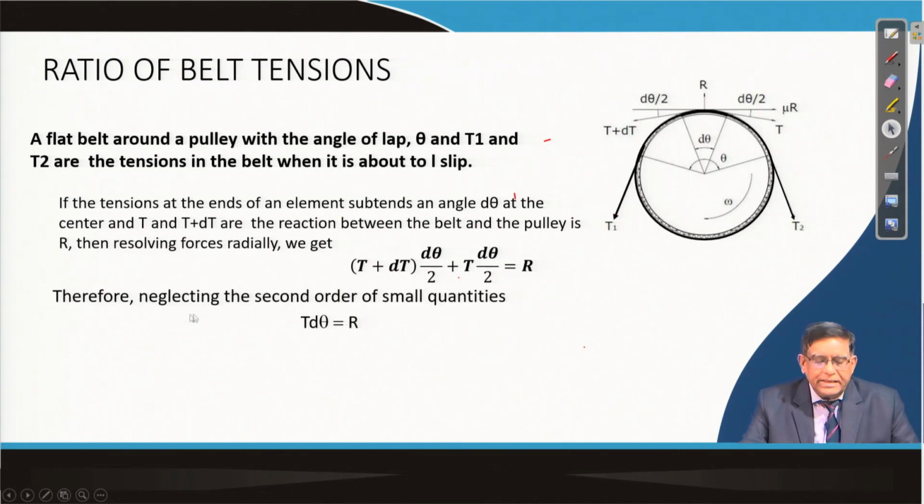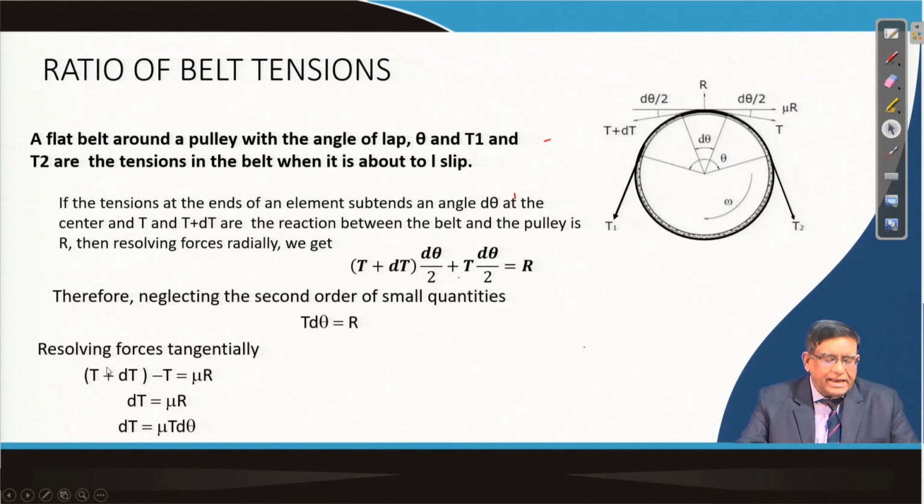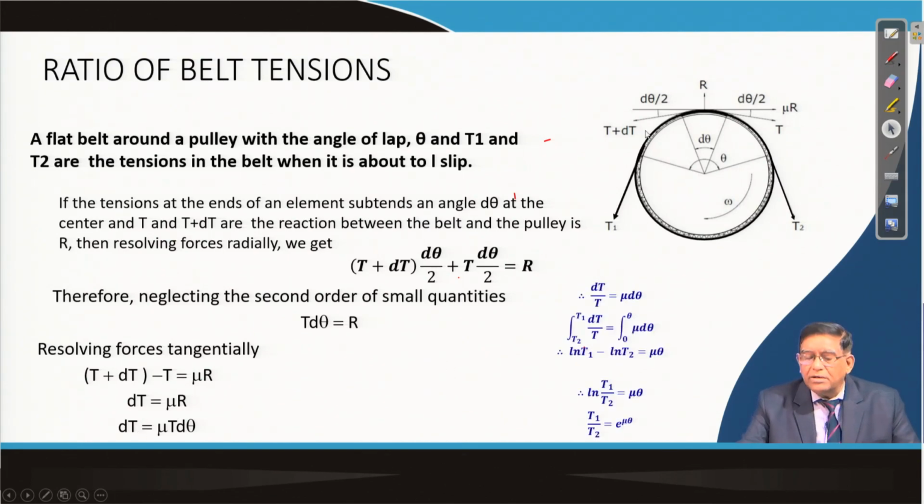So, d theta times dT by 2 will be very small, infinitesimally small, so your final relation will be T d theta equal to R. Then if you resolve it tangentially, the forces are T plus dT minus T in the horizontal direction, which will be mu R. So ultimately, what you get is that the increase dT by T equals mu d theta.